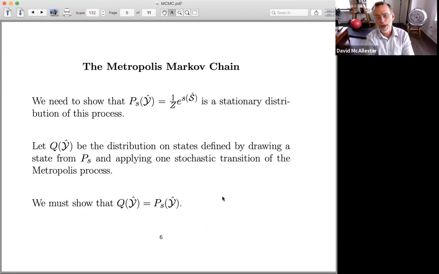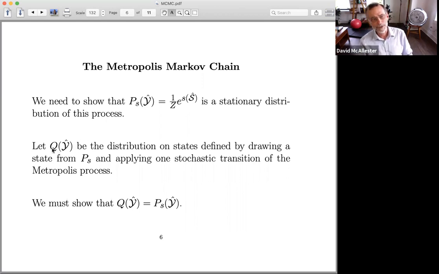Now, what we want to show is that the softmax distribution that the model defines is the stationary distribution of this process. So what we want to show is if we draw from the distribution we want, the softmax distribution, and take a transition, that the probability distribution over the next state is still the softmax distribution. It's still the model's probability distribution.